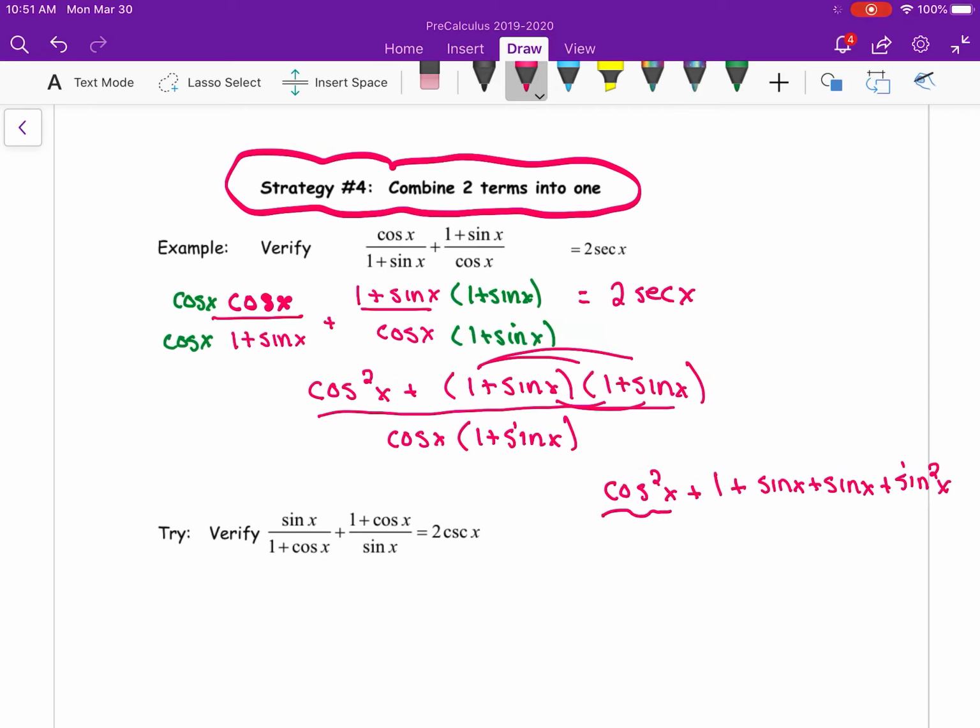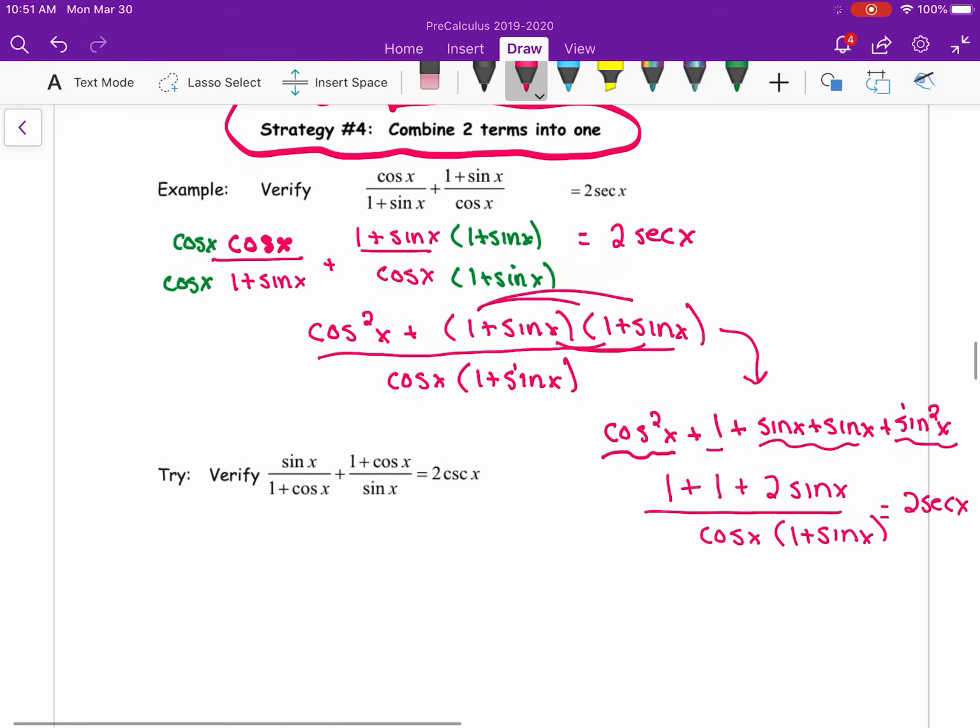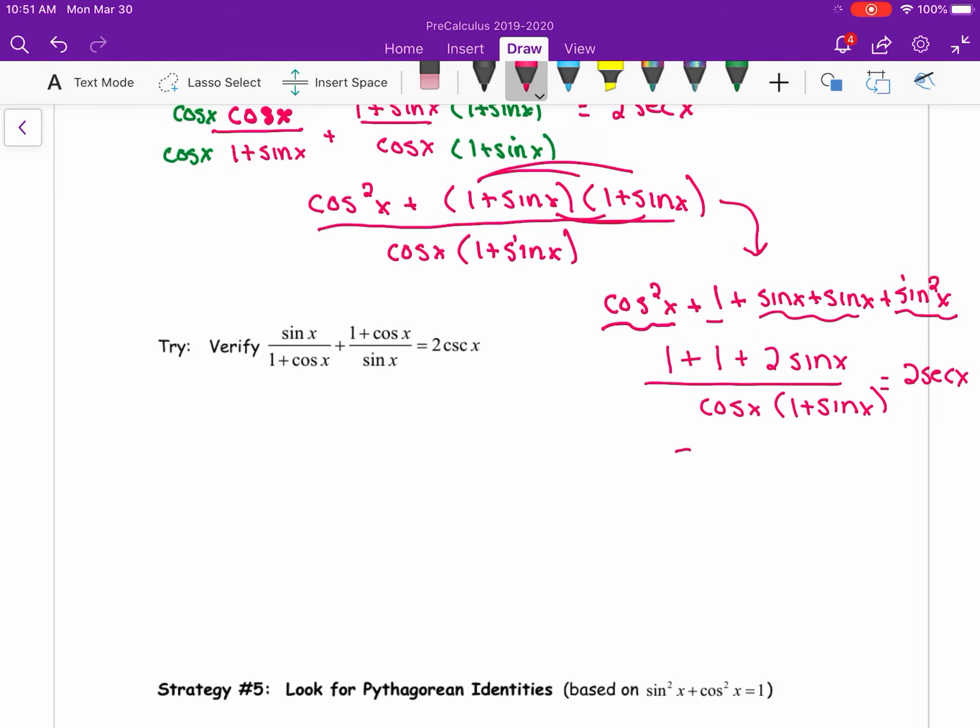And this is just the numerator part. All right, I know that cosine squared x plus sine squared x is 1. So I end up with 1 plus 1 plus 2 sine x all over cosine x times 1 plus sine x. And we're trying to get that to equal 2 secant x. 1 plus 1 is 2, so I've got 2 plus 2 sine x over cosine x times 1 plus sine x equals 2 secant x.